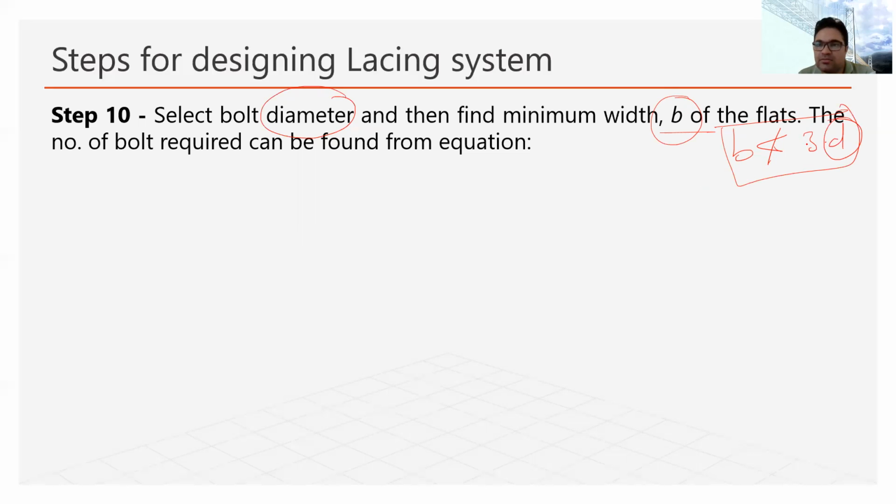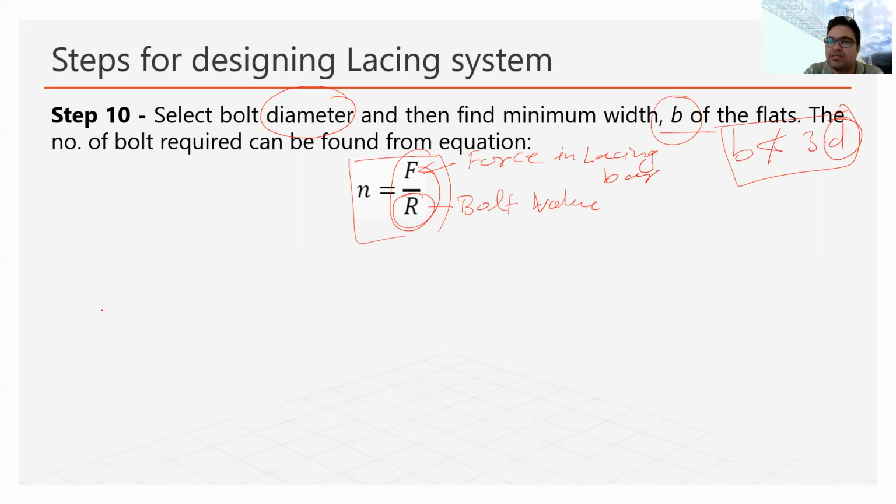And after calculating the value of B, we will find out the number of bolts which will be required for connecting the lacing system. So the number of bolts can be calculated by using this relation. N will be equal to F by R. Now F is the force in the lacing bar and R is the bolt value. So from this relation we can find out the number of bolts required to connect the lacing.